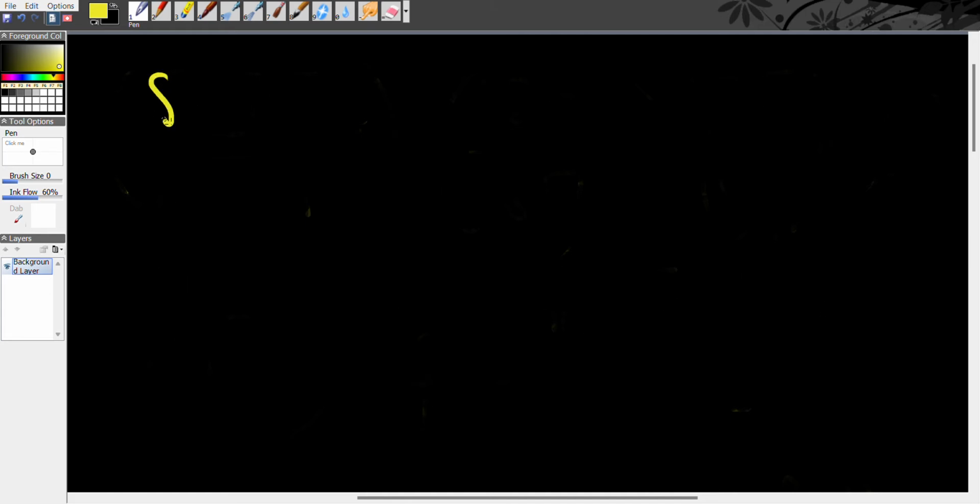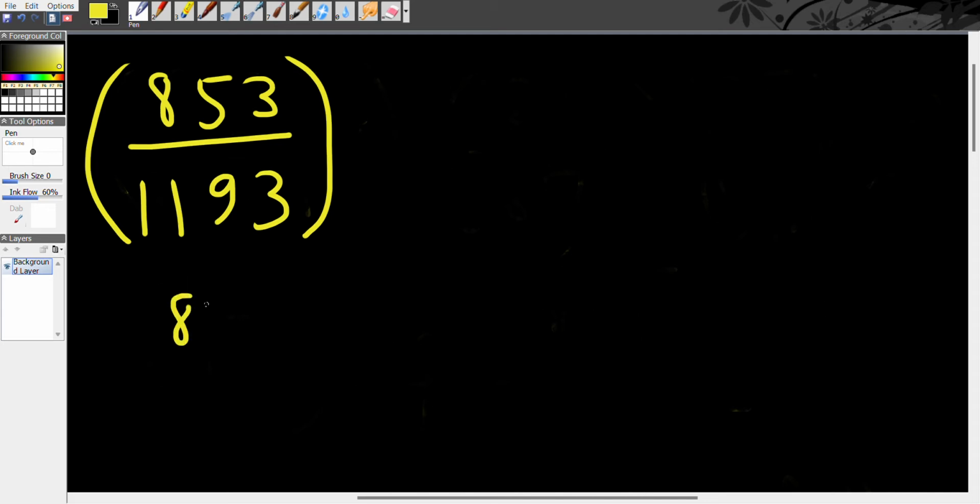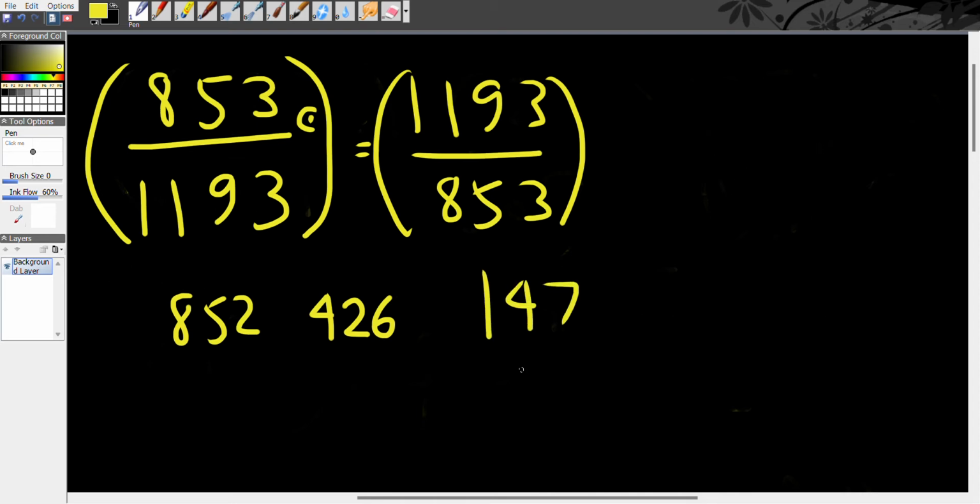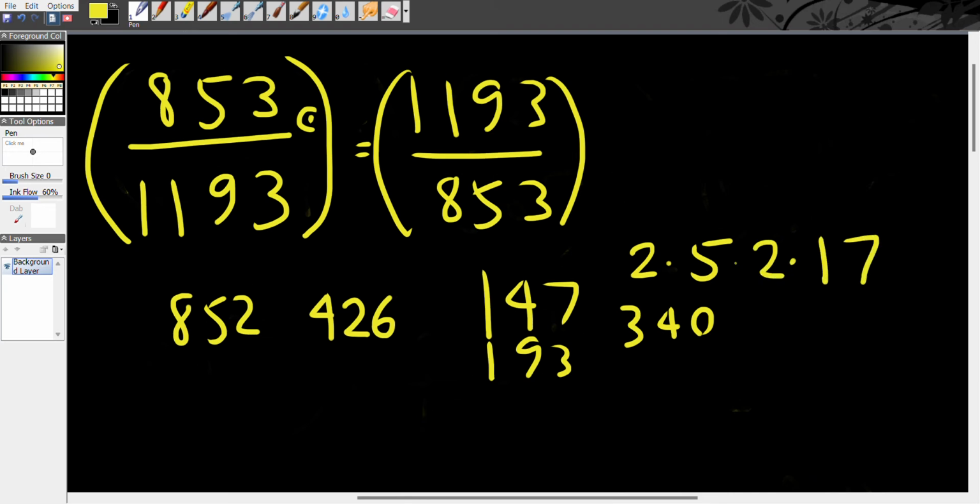All right, so the next Legendre symbol that I have attempted is 853 over 1193. 852 divided by 2 is 426. Is that right? Yeah, so this is even. Once again, just flip it. Difference here is 1193 minus 853, which is 340, right? I think the answer is 340. So this is 2 times 5 times 2 times 17. Yeah, that's right. So then the 2 squared over 853 is going to be equal to 1.